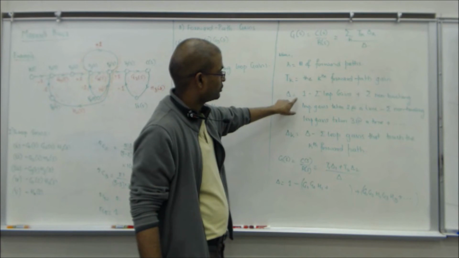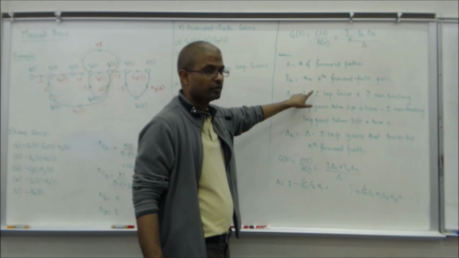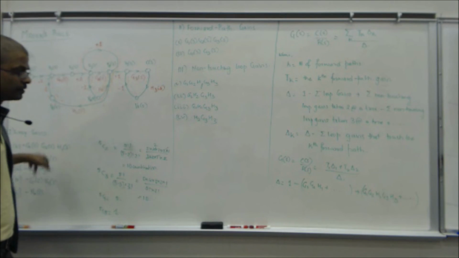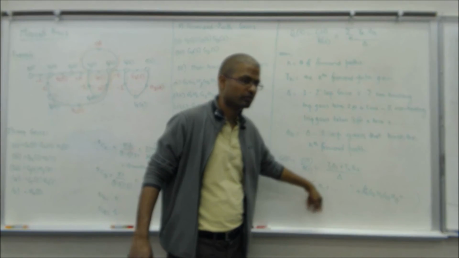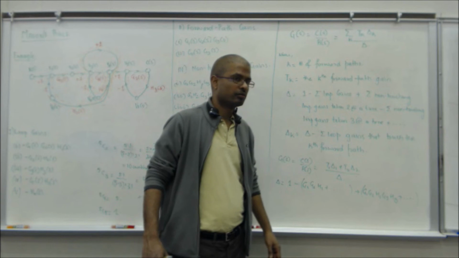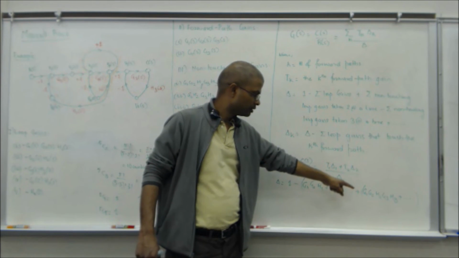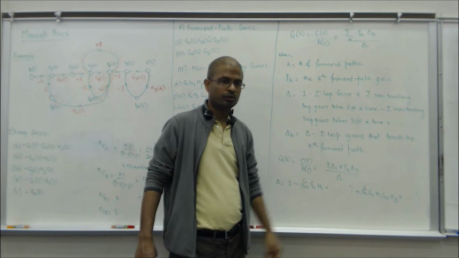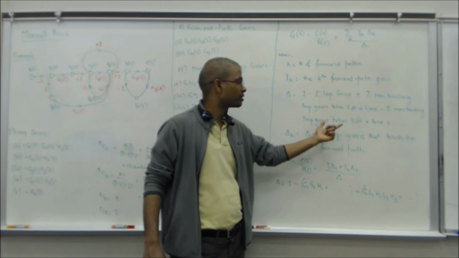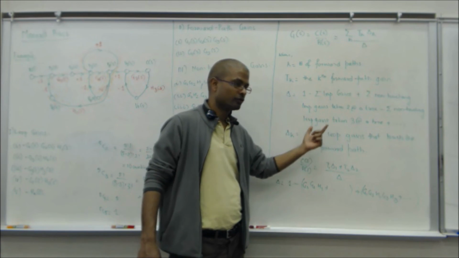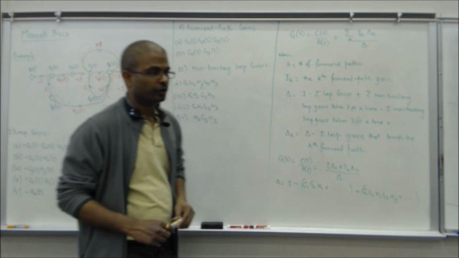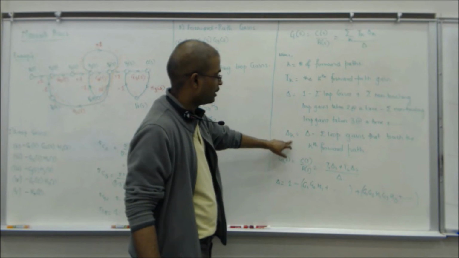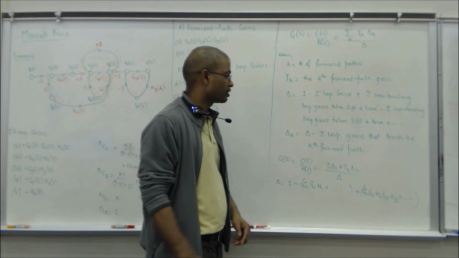So delta, by definition, is this. You have minus loop gains. We have identified these loop gains, right? All you need to do is add those loop gains. And then you take non-touching loop gains taken 2 at a time, and you add those loop gains. Then you subtract non-touching loop gains taken 3 at a time. Okay. And finally, delta k is delta minus loop gains that touch the kth forward path.